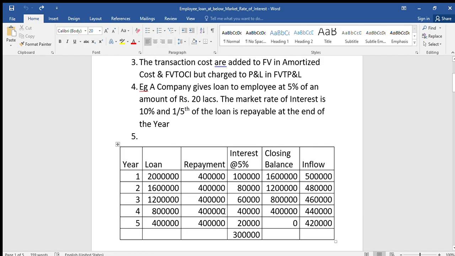And the opening balance for the fourth year would be 8 lakhs. 8 lakhs, 5% of that would be 40,000. 4 lakh plus 40,000, 4 lakh 40,000 would be the total inflow. And closing balance would be 4 lakhs, which will be the opening balance for the fifth year. 4 lakhs, 5% of that would be 20,000. 4 lakh 20,000 would be the total inflow and the closing balance would be 0. So the total of interest at 5% would amount to rupees 3 lakhs and total inflow would be 23 lakhs.